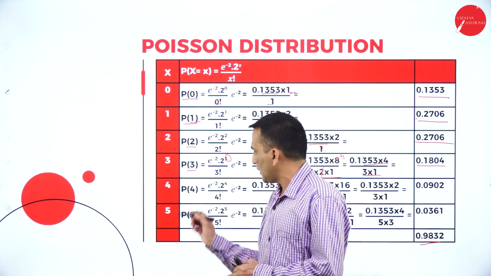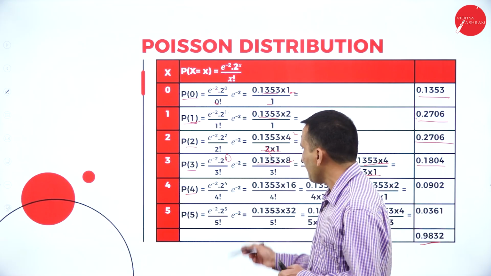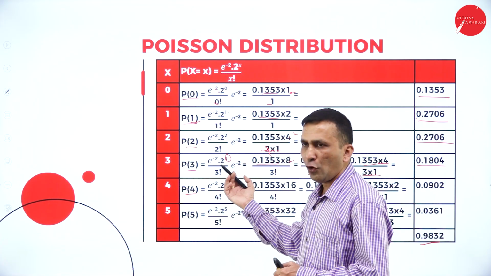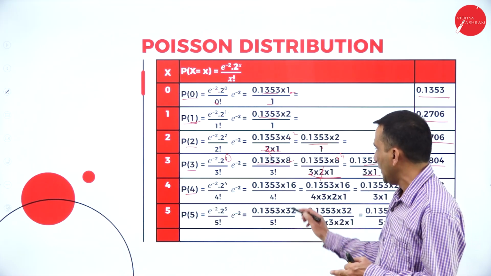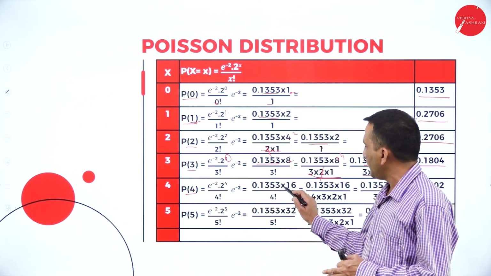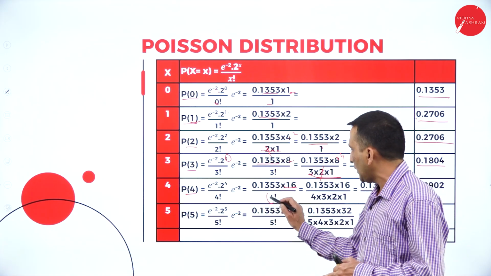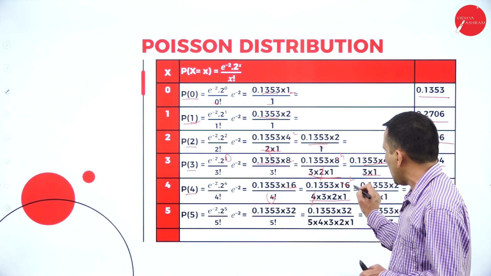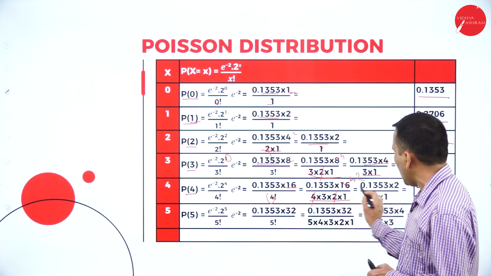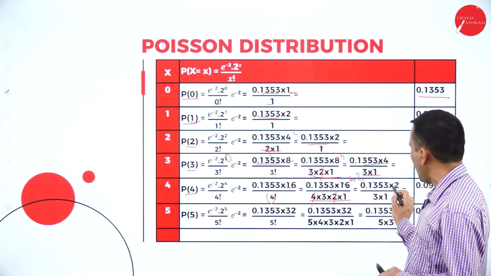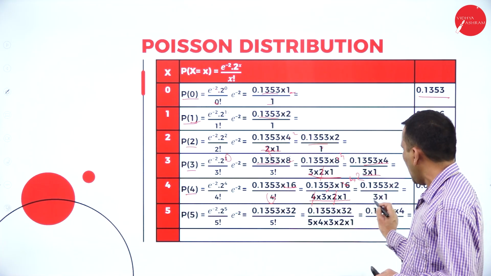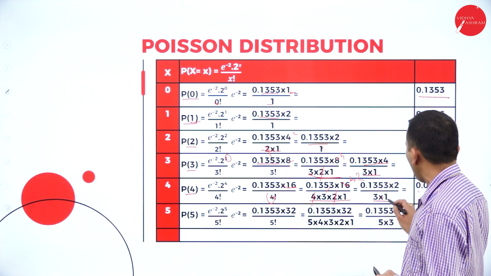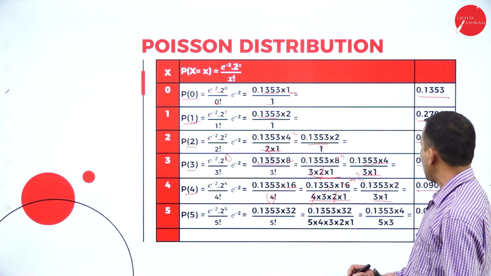Now moving to the next Poisson variant, 4: e to the power of minus 2 is constant. 2 to the power of 4 means multiplying 2 four times, so we get 16. The 4 factorial we can extend like this. With the 16, 4 ones are 4, 4 fours are 16, again 2 ones are 2, 2 twos are 4. What is left is the 2 in the denominator, then 3 in the denominator and 1 is carried. If you multiply and divide, we get 0.0902.